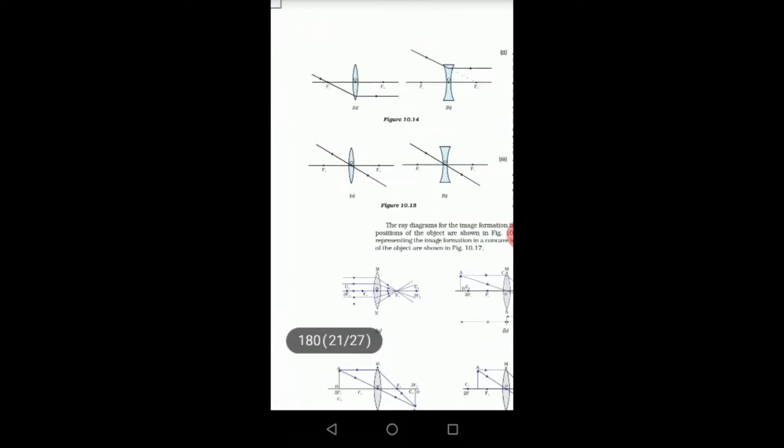Next, the incident ray passing through focus becomes parallel to principal axis. Number 3, the incident ray passing through optical center does not deviate. See the figure number 10.15 of NCERT book. In case of the convex, figure A, and in case of concave, figure B, through the optical center.